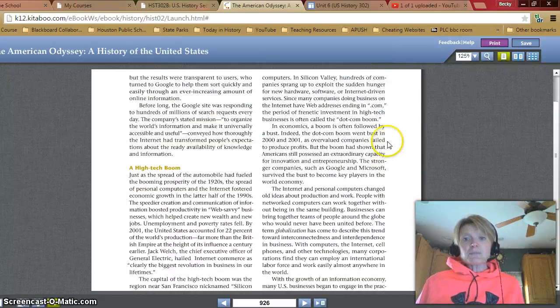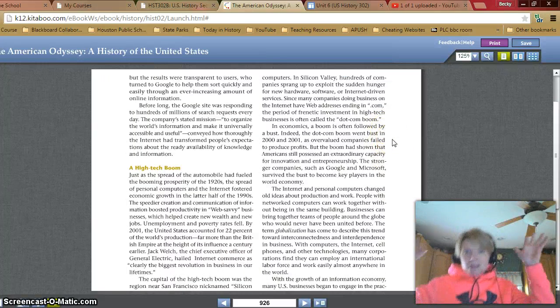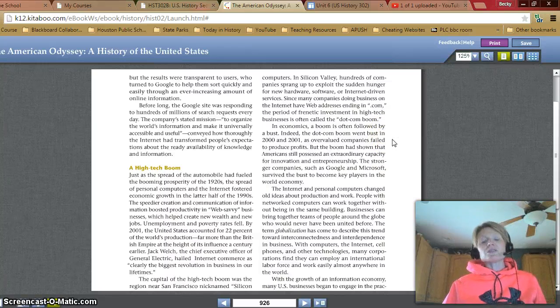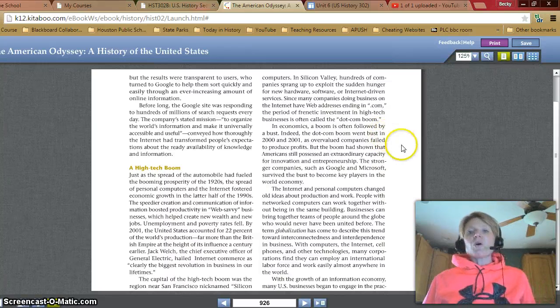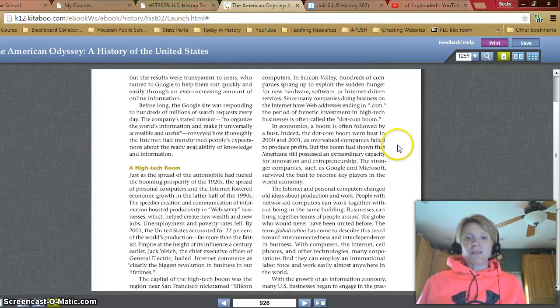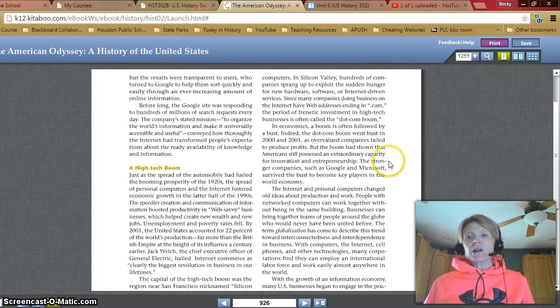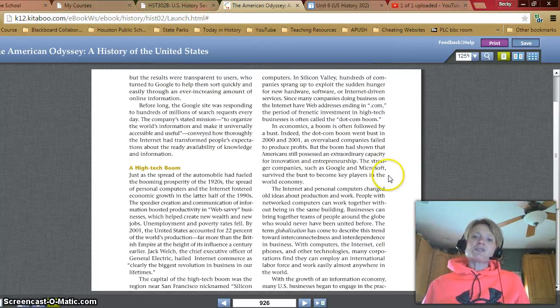In economics, a boom is often followed by a bust. Indeed, the .com boom went bust in 2001 as overvalued companies failed to produce profits. But the boom had shown that Americans still possessed an extraordinary capacity for innovation and entrepreneurship. The stronger companies such as Google and Microsoft survived the bust to become key players in the world economy.